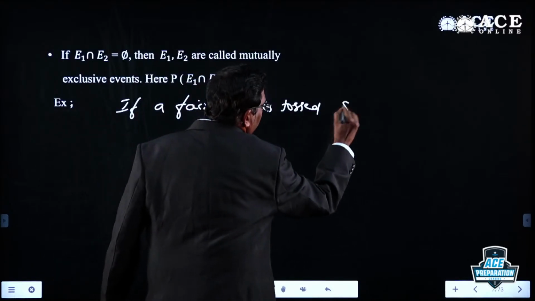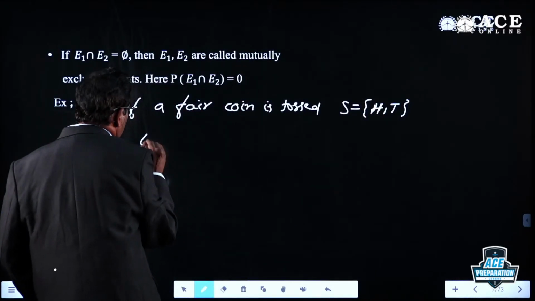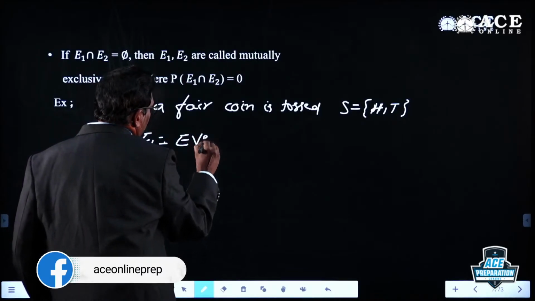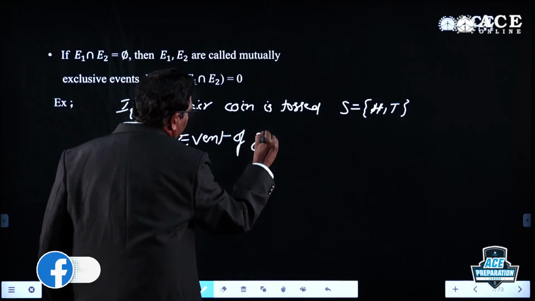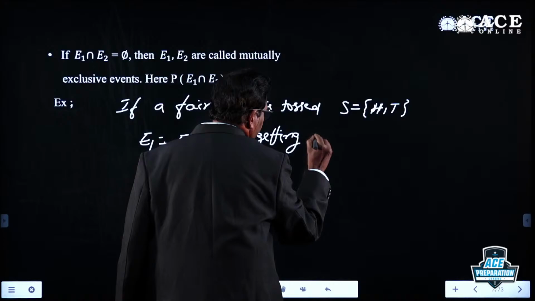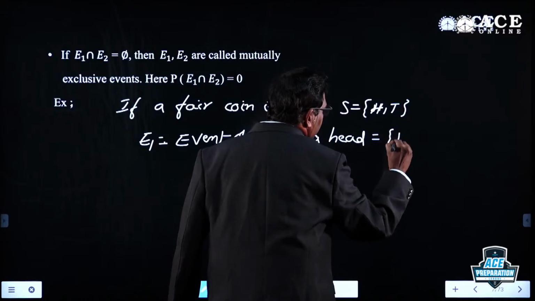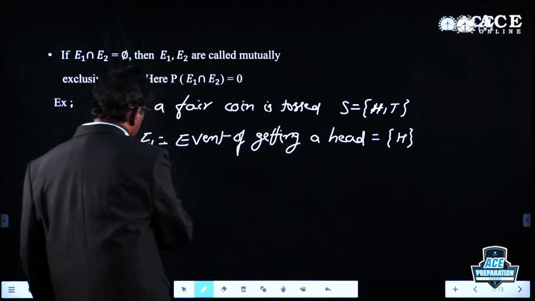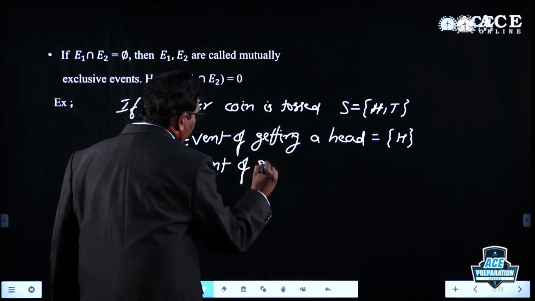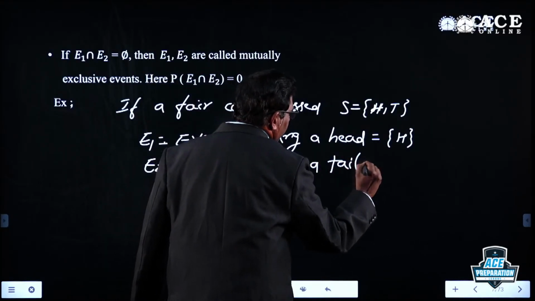what is the sample space? The sample space is nothing but all possible outcomes, head and tail. My question is, one event I am writing here, E1 is equal to the event of getting a head. Event of getting a head means it is single, it is H only. E2 is equal to the event of getting a tail. What is it?